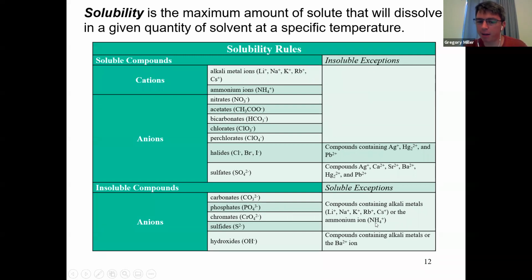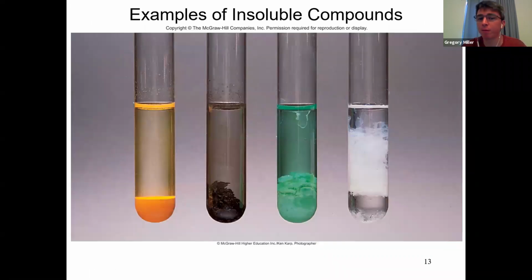The ammonium ion, again, is another one that if it's bound to that, it will be soluble. The only other exception for hydroxide specifically is if you have barium hydroxide, it will be soluble. So that's how you read this table. Make sure you're comfortable using it. You will need it for this experiment and for the quiz and moving forward.